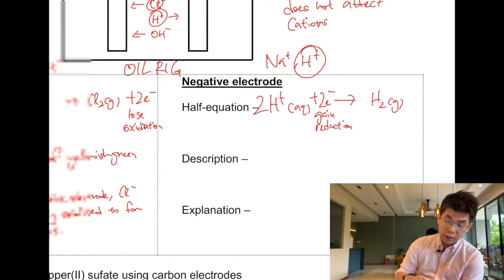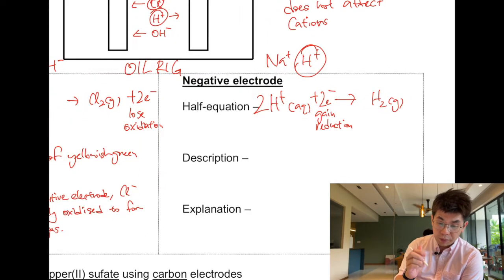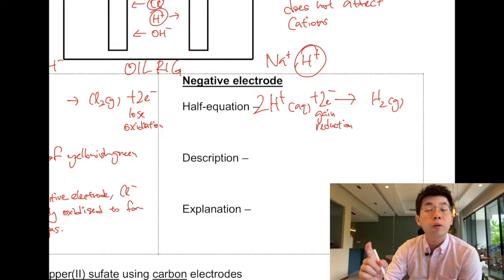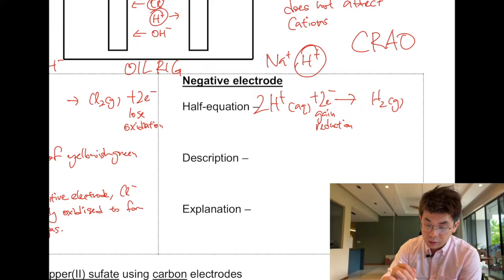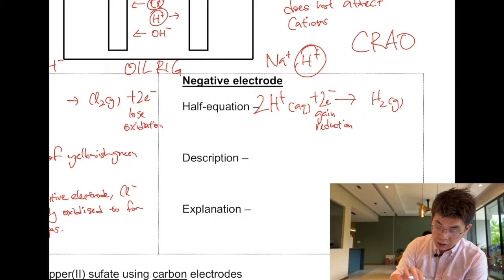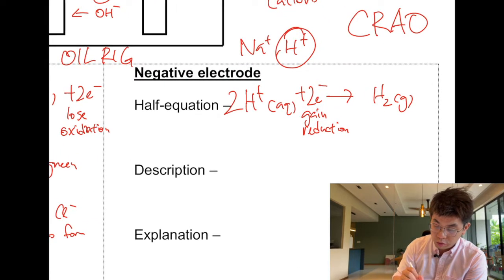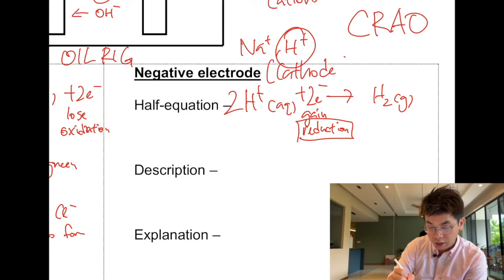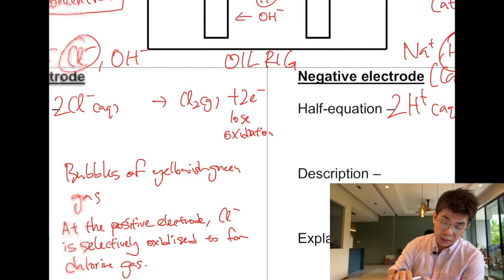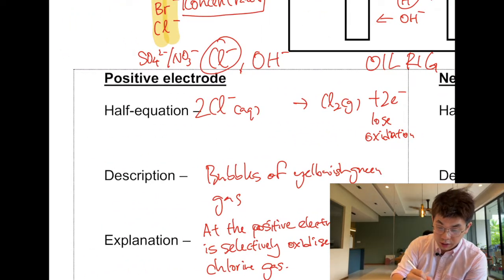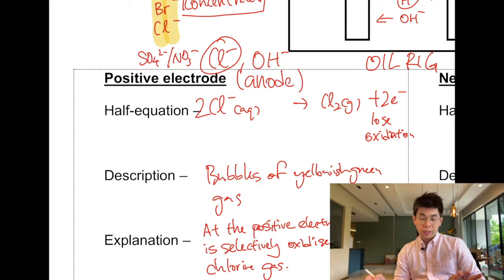The next one that I talked about previously is remembering how to label the cathode and anode: CRAO, cathode reduction, anode oxidation. So at this negative electrode, because reduction has occurred, I know that this is the cathode, because the cathode is the electrode where reduction occurs. And at my positive electrode oxidation occurs, so this is my anode. Okay, that's very good.